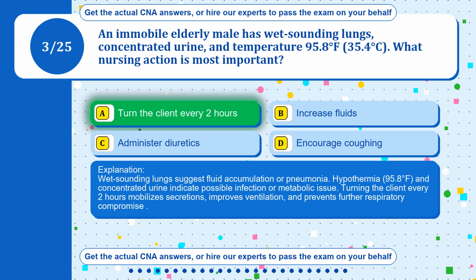Wet-sounding lungs suggest fluid accumulation or pneumonia. Hypothermia, 95.8 degrees Fahrenheit, and concentrated urine indicate possible infection or metabolic issue. Turning the client every 2 hours mobilizes secretions, improves ventilation, and prevents further respiratory compromise.